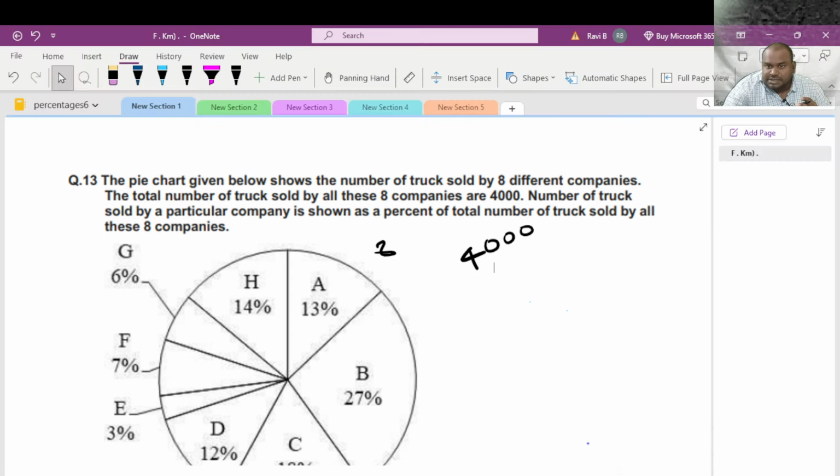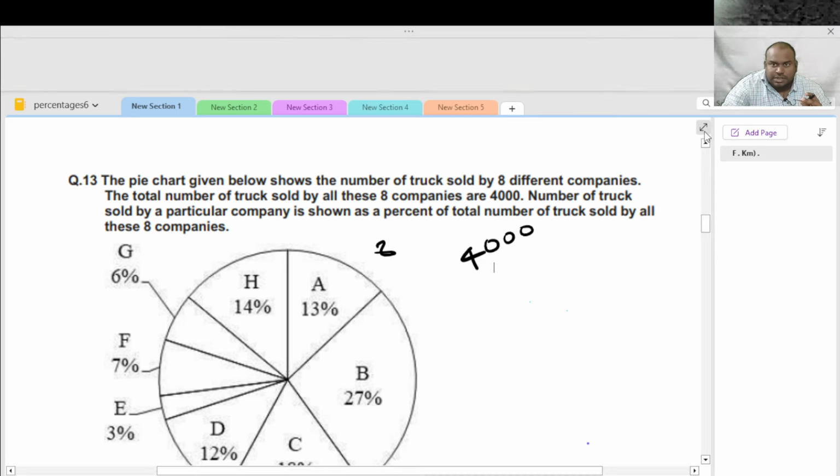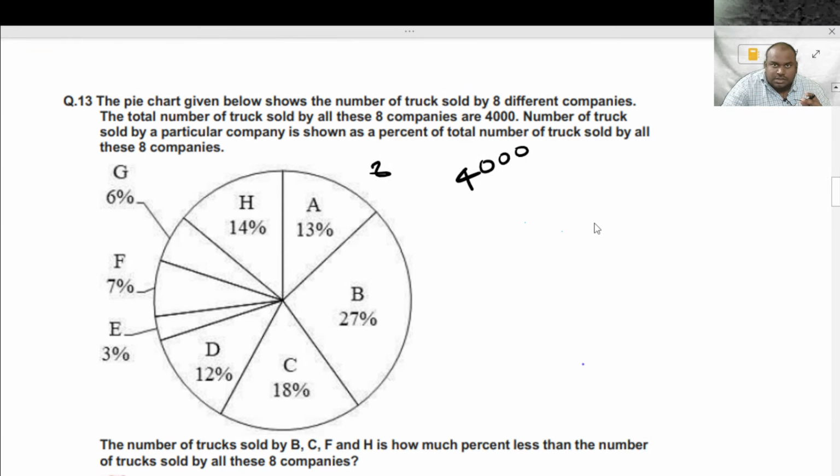All the 8 companies have sold 4,000 trucks. In case you're not able to hear properly, just comment. Next time I'll set the volume. So 4,000 trucks are being sold by 8 companies.